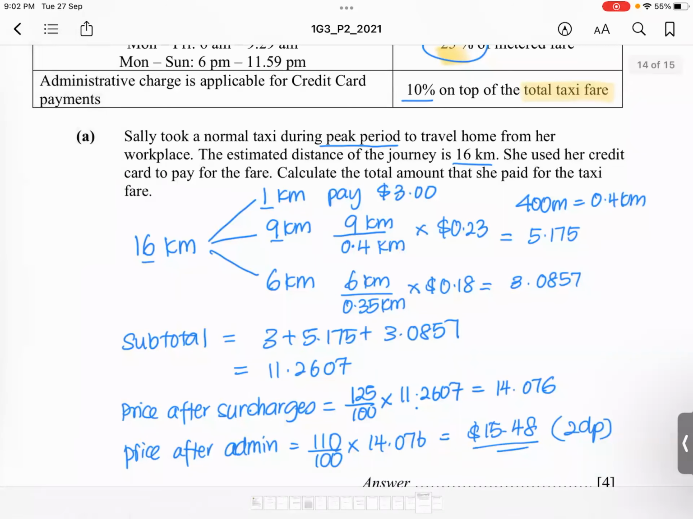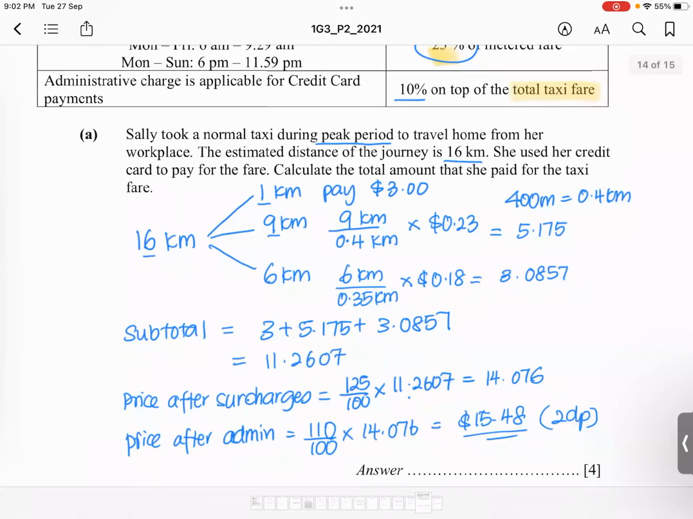Okay. Next question. Who's back here? Oh, Yao Ming got disconnected. Okay, next question over here.